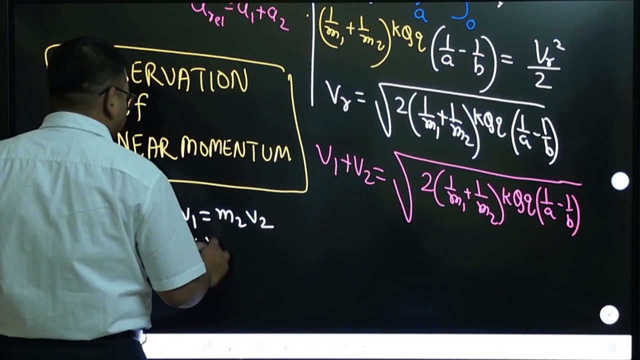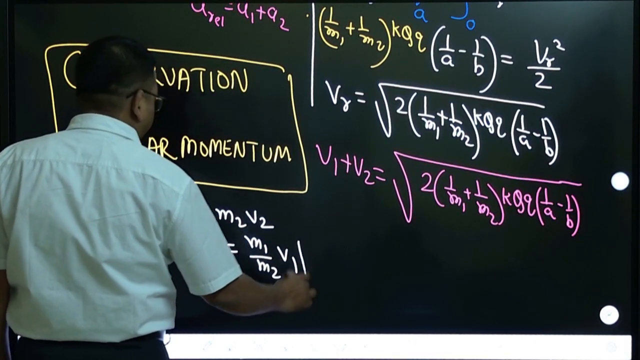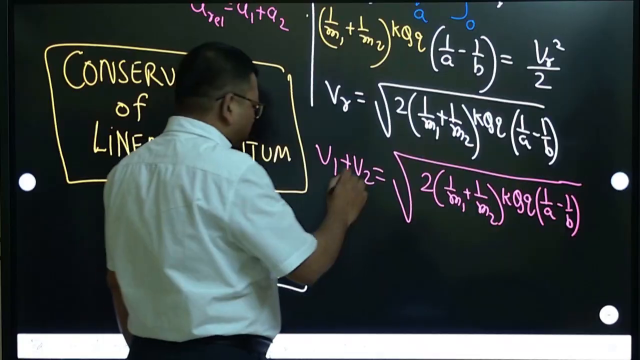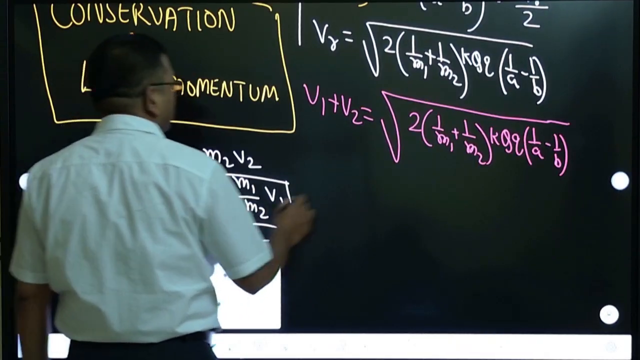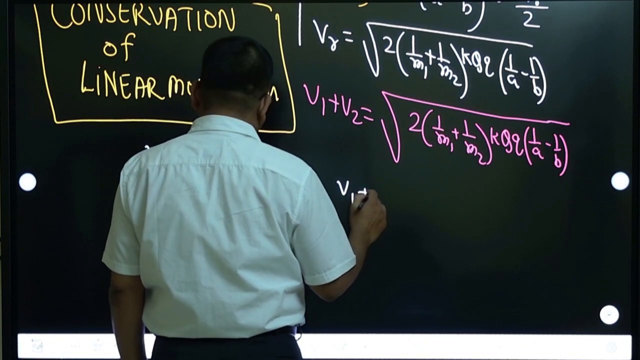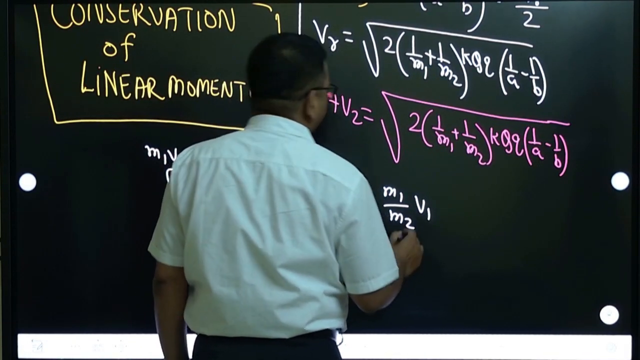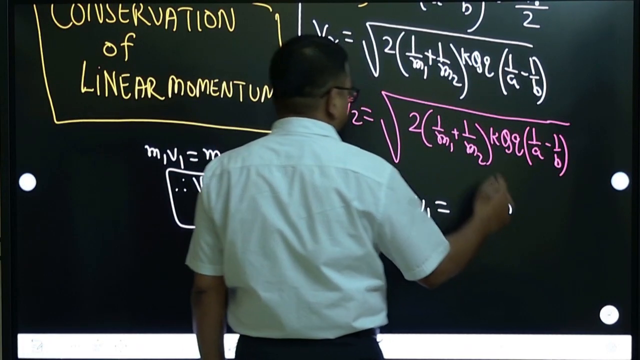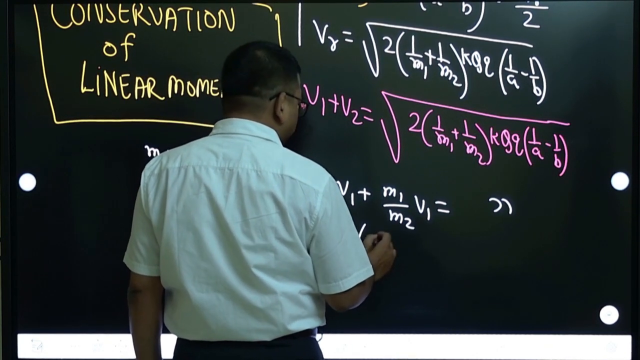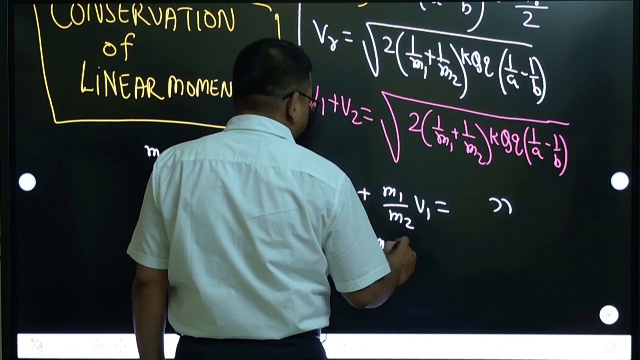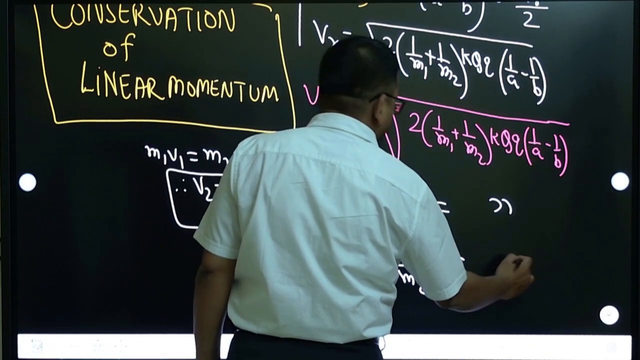So V2 you eliminate now. V2 will be M1 by M2 into V1. So substitute this and try to solve. So V1 plus V2 has become M1 by M2 into V1 is equal to this side same term. Should take V1 common. Take LCM, M2 plus M1 by M2, is this same term.